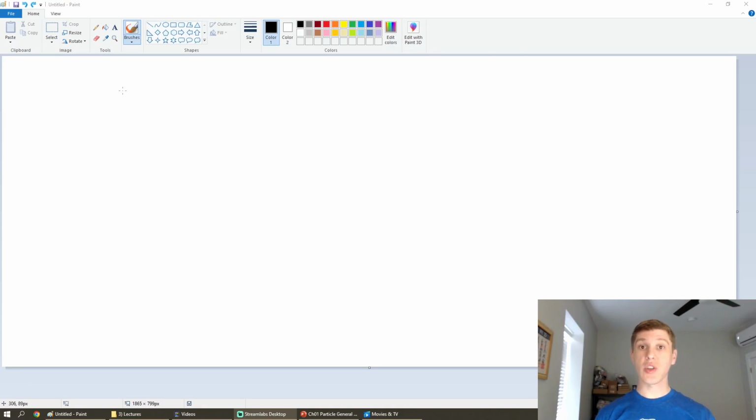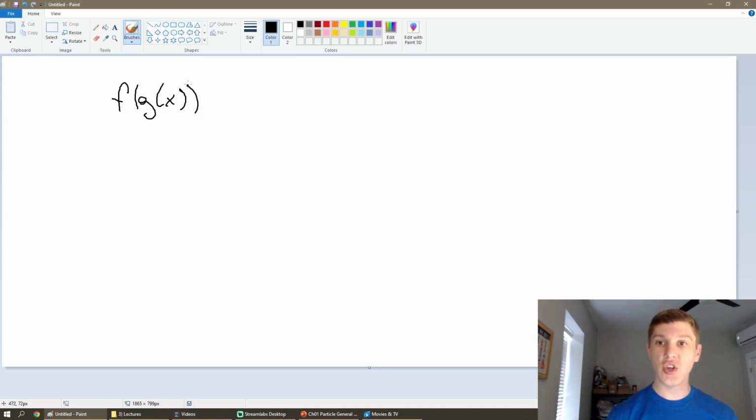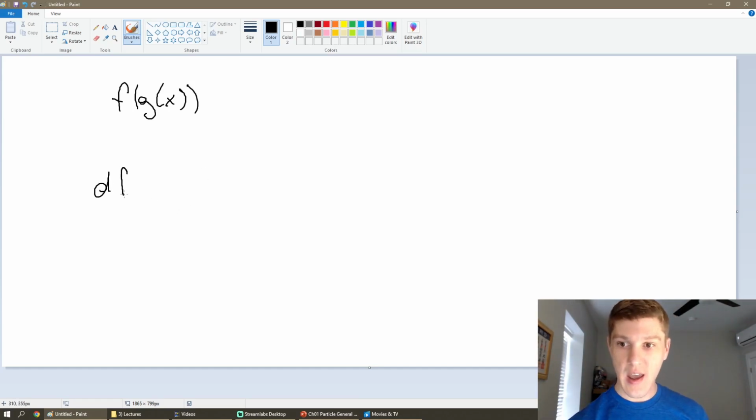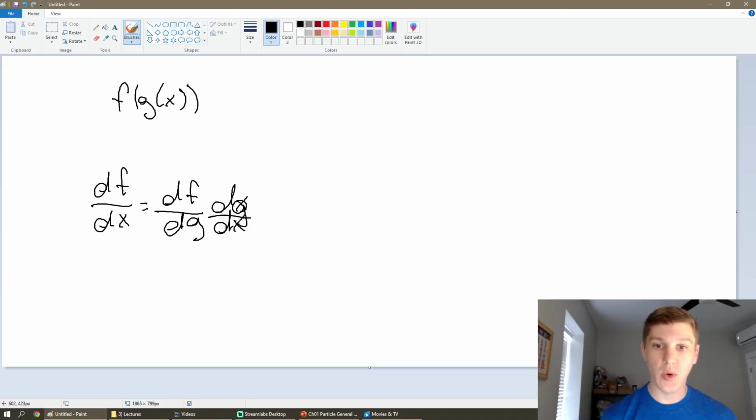There it is. So the chain rule is for taking the derivative of a composite function. By a composite function, I mean if you have a function like f of g of x, where f is a function of g and g is a function of x. If you want to take the derivative of f with respect to x, you use what is called the chain rule. So df/dx, the chain rule says, is df/dg times dg/dx. That is how you take the derivative of that composite function.